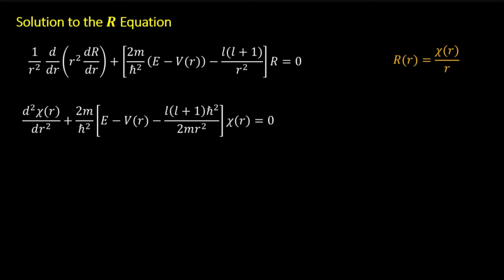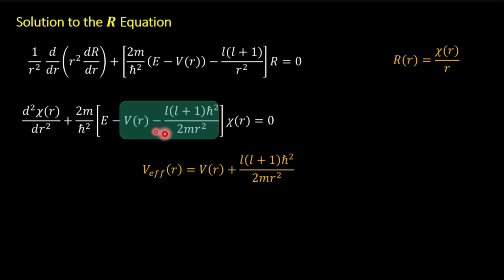This is the form of a one-dimensional Schrodinger equation of a particle of mass m moving in the direction of small r in a field of effective potential given by V of r plus l into l plus 1 h cross square by 2m r square. The additional potential l into l plus 1 h cross square by 2m r square is a repulsive one, and it corresponds to a force l into l plus 1 h cross square by m r cube.